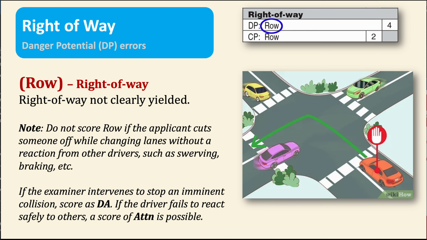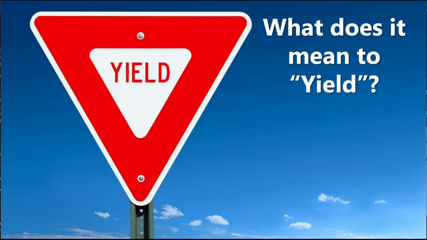Now if you have to intervene to stop an imminent collision, score this as a dangerous action. If the driver fails to react safely to others, you could also give a score of attention here. So consider that. And again, use your best judgment. So, it's only one error. You're like, well, okay, well, right away, how am I supposed to know what all this is? We're going to cover right of way and what it means to yield.